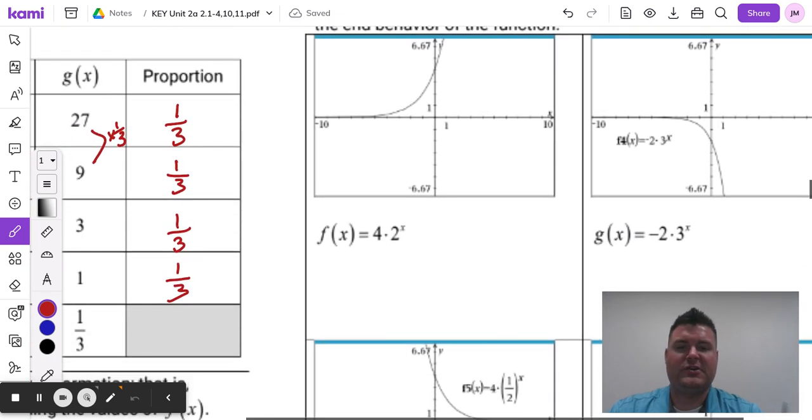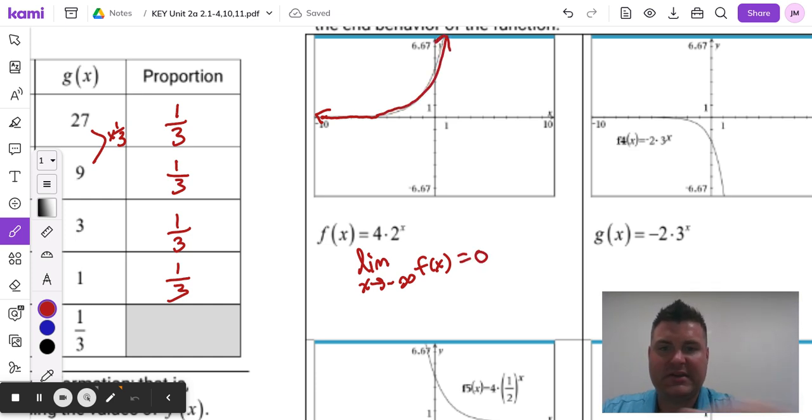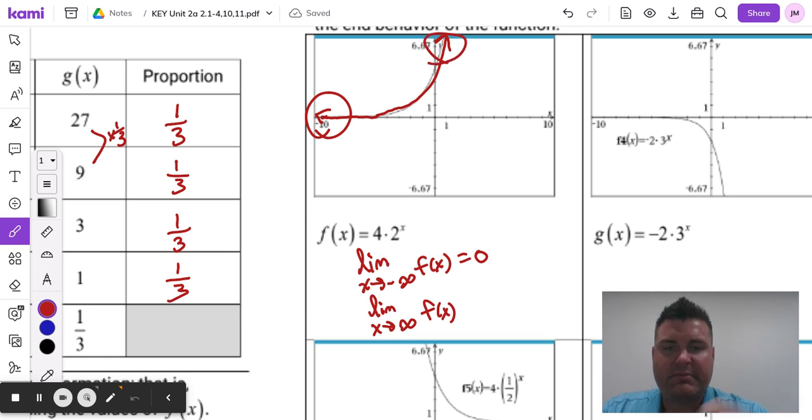For the first one here, this is an exponential growth, and it's positive. So you can tell that our limit behavior, as we go to negative infinity of this f of x, is clearly getting closer and closer to 0 on the left-hand side. And then our limit, as x approaches positive infinity of f of x, going right up there, is going to equal positive infinity.